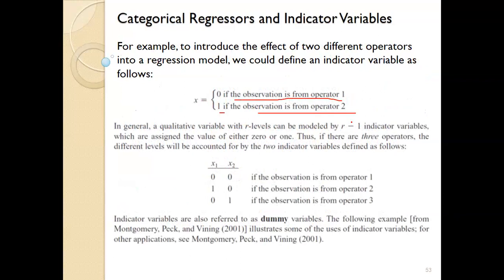You have the data from operator 1, maybe 20 data, for example. And operator 2 has 20 data also. And also for x1, x2: if 0, 0, what does it mean? This is from operator 1. 1, 0 is from operator 2, but 0, 1 is maybe operator 3, for example. Like this.